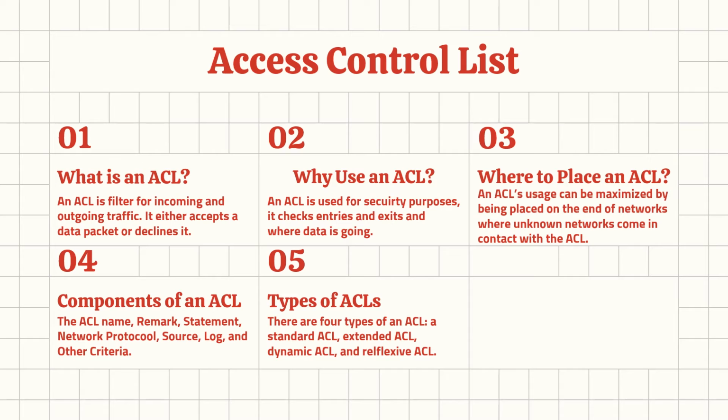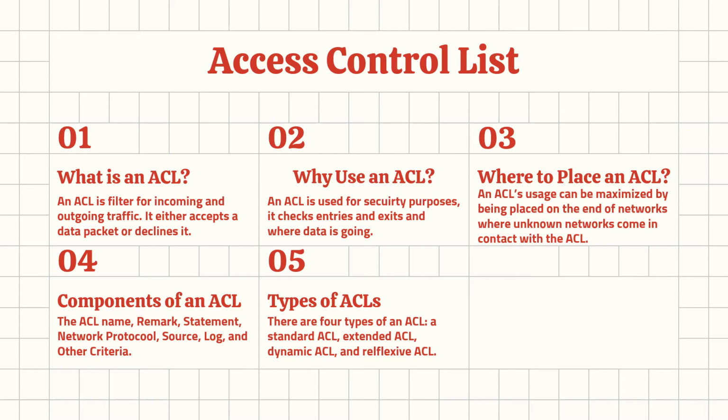Now, an access control list is a filter for incoming and outgoing traffic. It either allows packets to be sent through the network or they're going to be denied if they do not fit certain criteria. An ACL is useful for security purposes because it checks the packet and sees if it's coming into the network properly, or if it's not a correct packet and it should be sent back out.